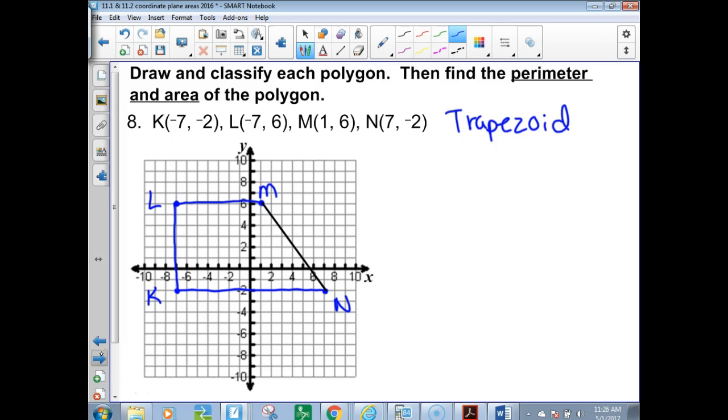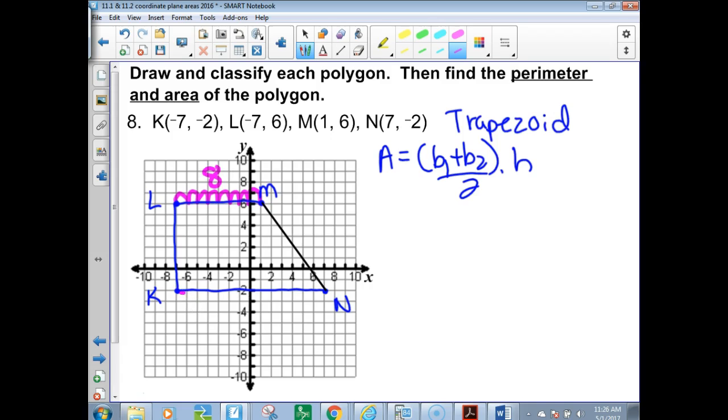Okay, this one's a trapezoid. So we're going to say area formula for the trapezoid: base 1 plus base 2 divided by 2 times the height. I'm going to start finding my measurements. L to M: 1, 2, 3, 4, 5, 6, 7, 8.